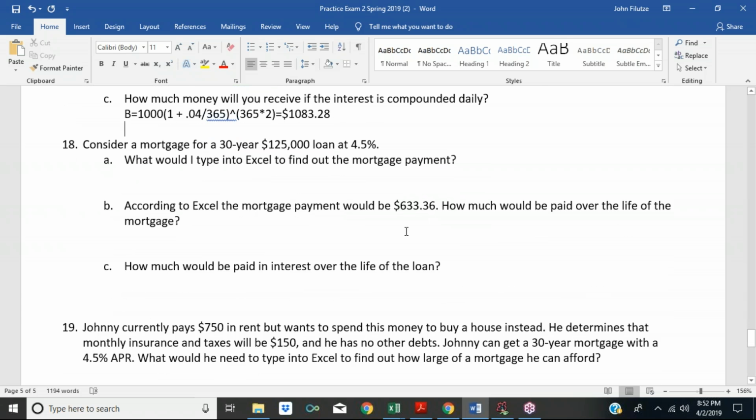All right, number 18. The 30-year mortgage, what would you type into Excel? Somebody type that into the chat box. 30 years, $125,000 loan at 4.5%. What would you type into Excel to find the payment? So you all should be putting your answer in the chat box on this one.